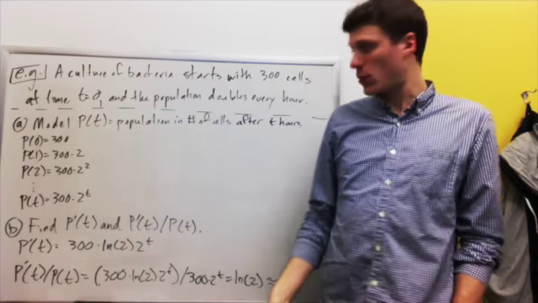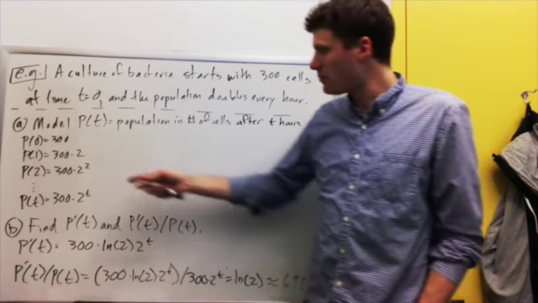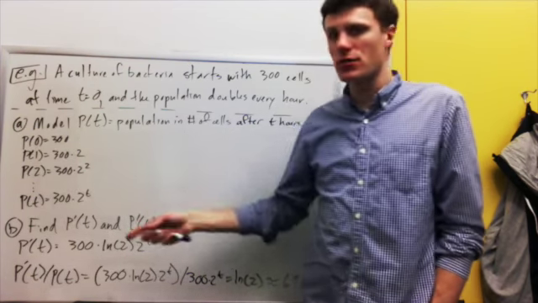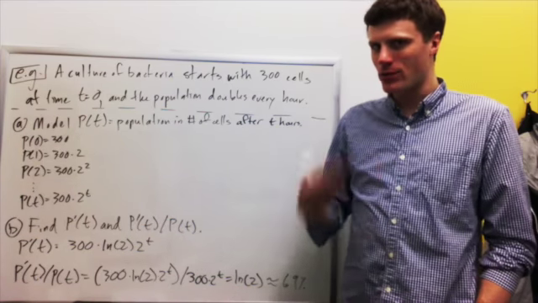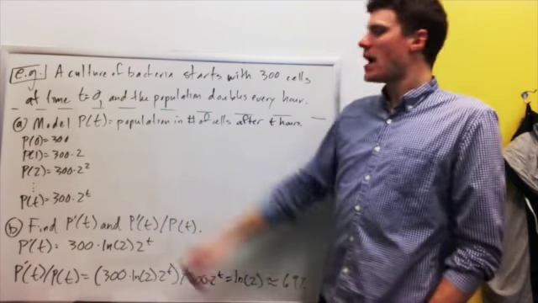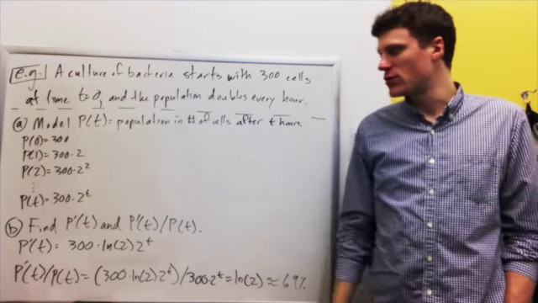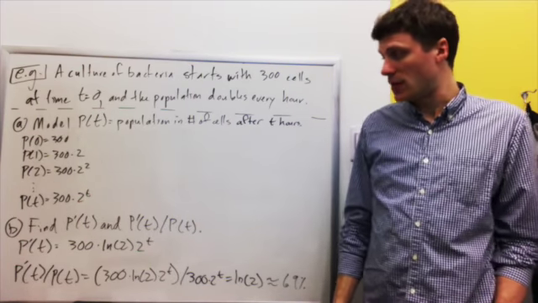After 2 hours, the population is doubled again. We have 300 times 2 times another 2. That's 300 times 2 squared. So each hour, we're just multiplying the population by 2. After t hours, then my population is 300 times 2 to the t.